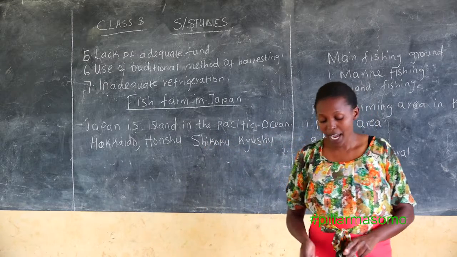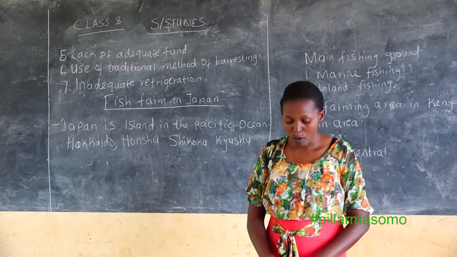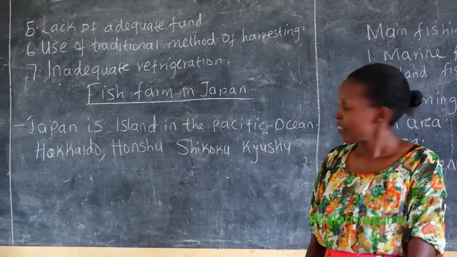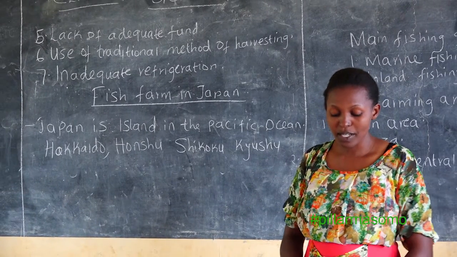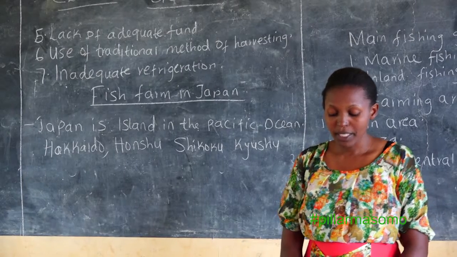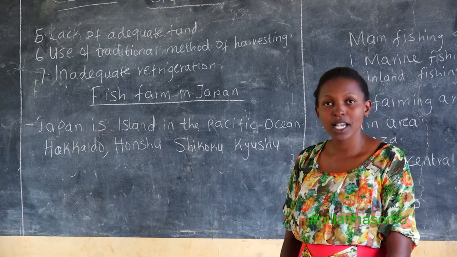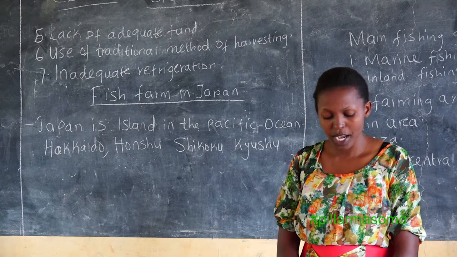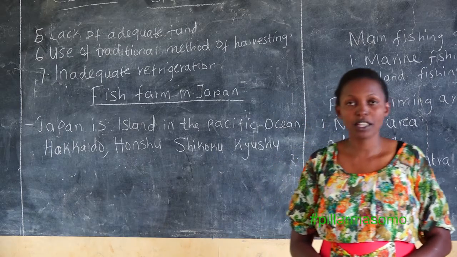In these islands, it is only in these four islands that we have arable farming. The limited arable land has forced the Japanese to maximize exploitation of fish resources in the seas near and away, making Japan the leading producer of fish in the world.